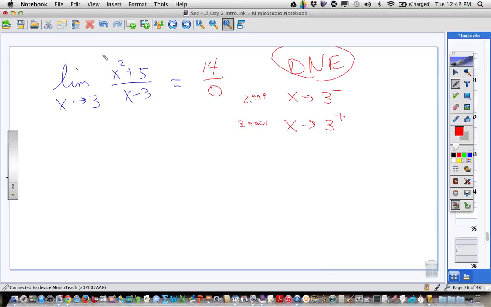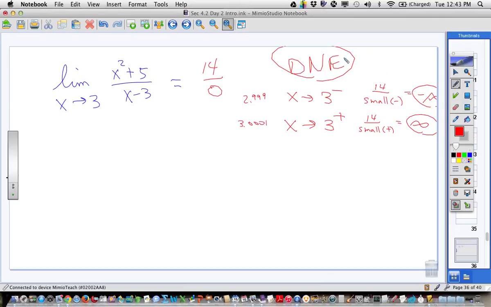So 2.999 squared is about 9 plus 5. So that's basically 14 over what? Small negative, right? Because it'd be 2.999 minus 3. So that's a small negative. And so that's going to be negative infinity right there. And if you do a little over 3, that's still going to be about 14. But a little more than 3 minus 3 is going to be a real small positive. And so positive divided by small positive is going to be positive infinity.